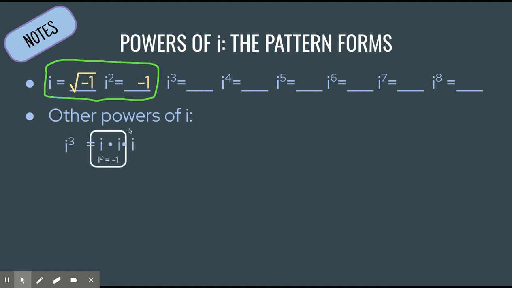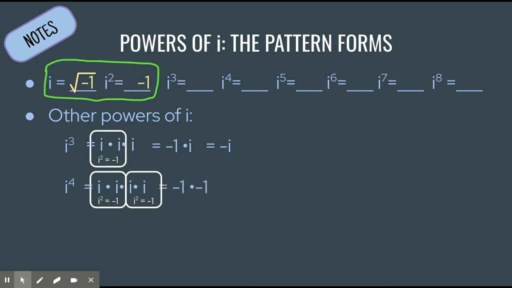So i to the third is 3 i's being multiplied. But the first two together make i squared because there's 2 of them. And i squared is just -1. So really, this is -1 times i, or -i. i to the fourth is 4 of them. But again, i squared is -1, and I can actually do that twice. So i to the fourth is the same thing as -1 times -1, which is just 1. Because for every time you put 2 i's together, that's -1.